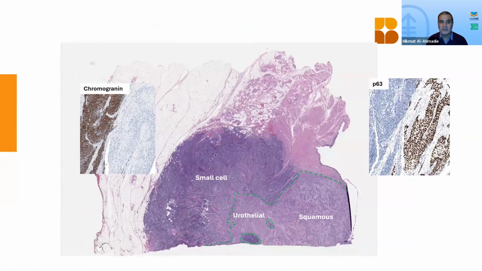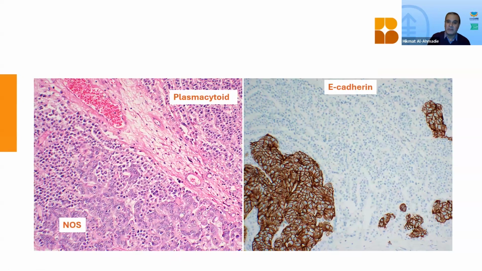If there is a need, we can do additional studies on the tissue. These are special stains. It can confirm the presence of the small cell carcinoma component, for example. Plasmacytoid carcinoma, similarly, we can do special studies on the tumor, especially when the morphology is suggestive, and we can confirm what part of the tumor is plasmacytoid and what part of the tumor is not.